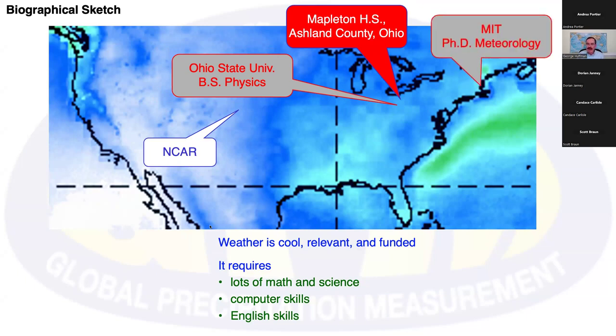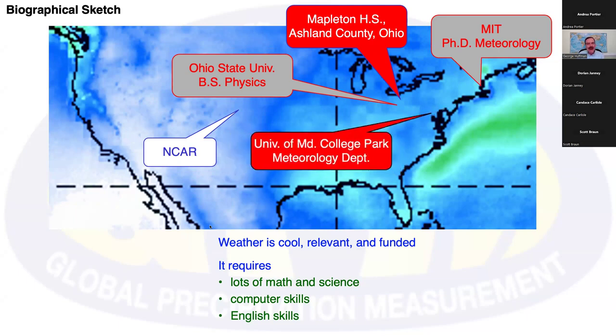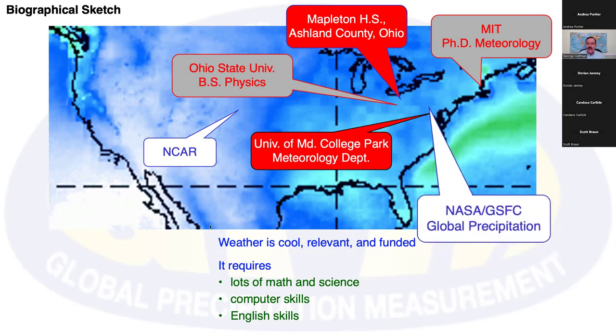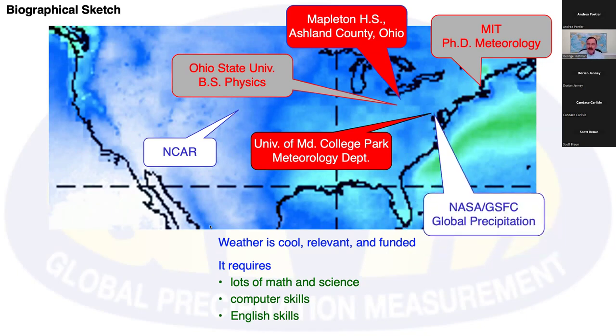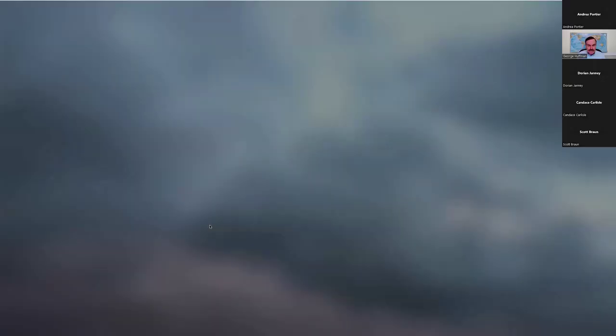After Ohio State, I went to MIT, got a PhD in meteorology, and lived through the blizzard of '78 up there in Boston. I went to University of Maryland College Park, where I was on the faculty of the meteorology department for 6.5 years. And then I went to Goddard and started doing global precipitation after I did a few other things. 24 years of contracting and university affiliation, and then I joined civil service in 2012.